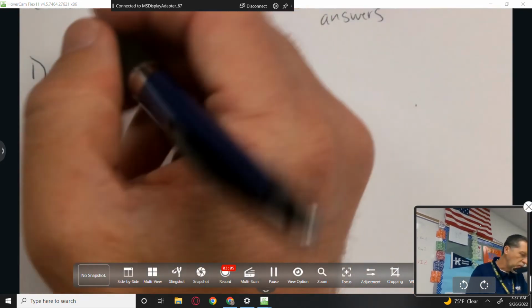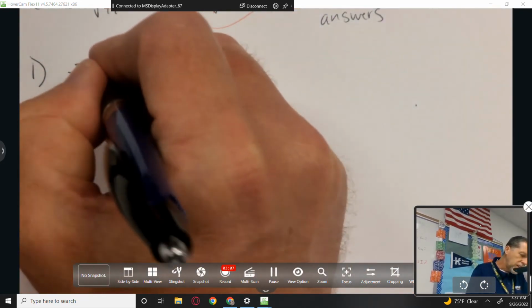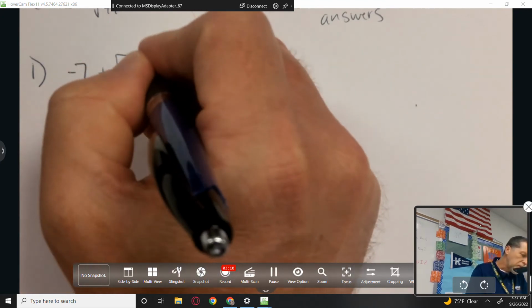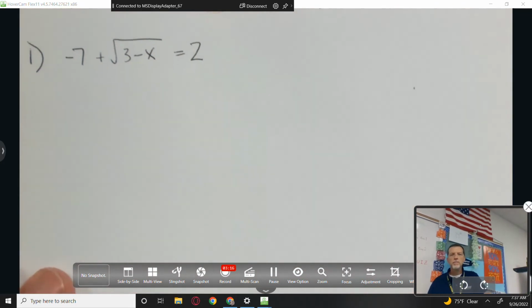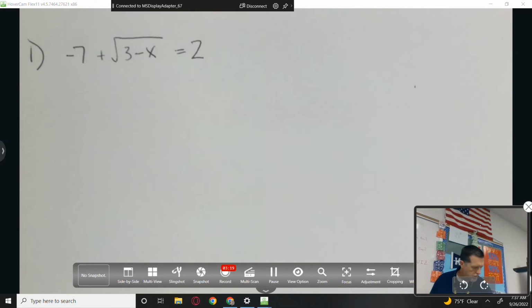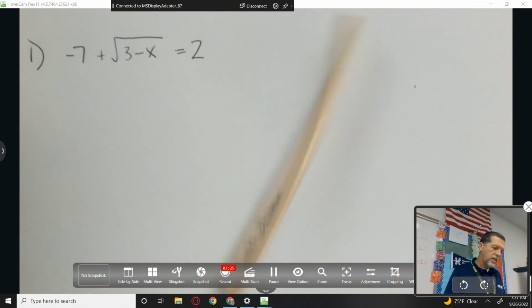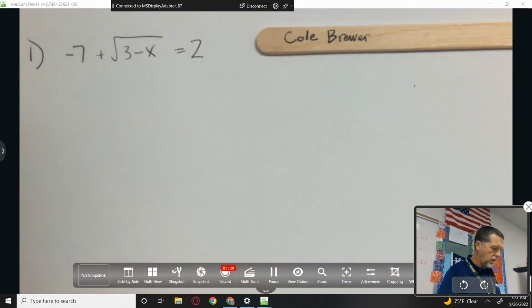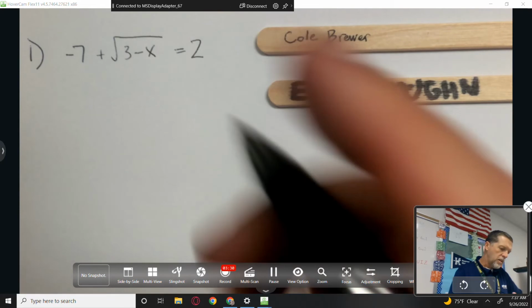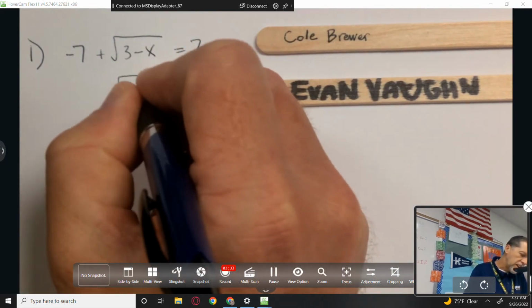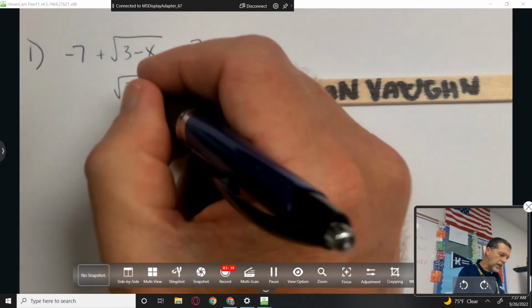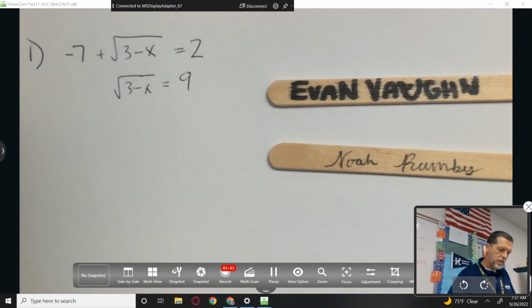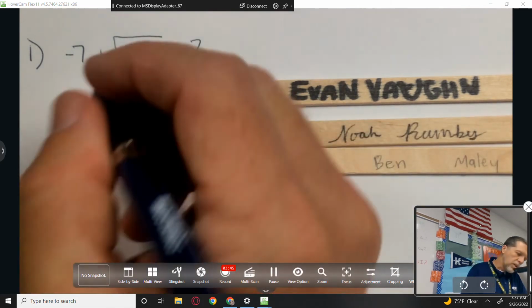So let's do some examples. Negative 7 plus the square root of 3 minus x equals 2. I think these are easy enough. We should just pick on some people to ask what we should do first. Cole, what do you want to do first? Move the 7 over. So add 7 to both sides. Evan, what do you want to do next? Square both sides.